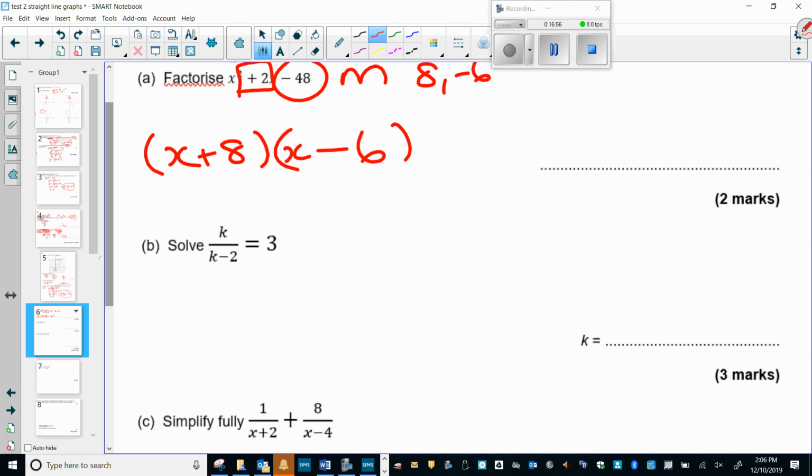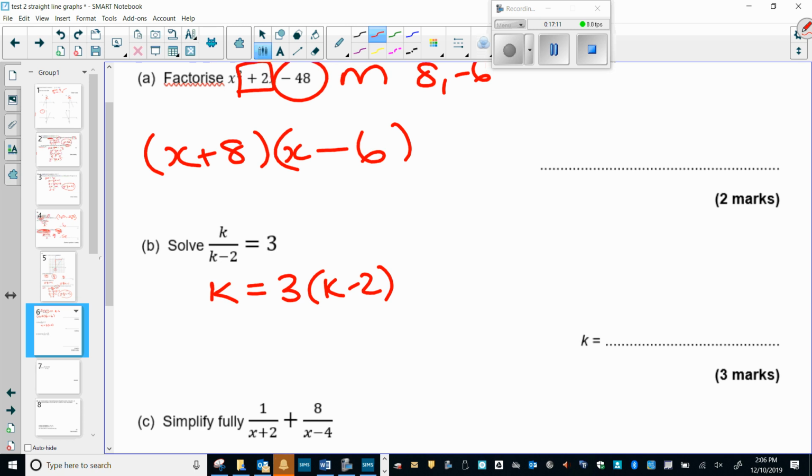Good, because we have a fraction on this side. So we need to get rid of this fraction. To do that, we have to multiply both sides by the denominator. So we're going to multiply both sides by k minus 2. So we've got k.